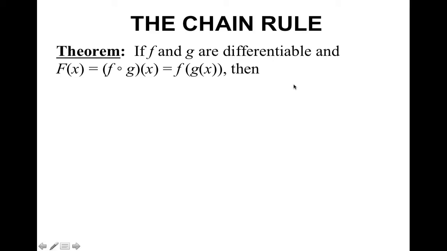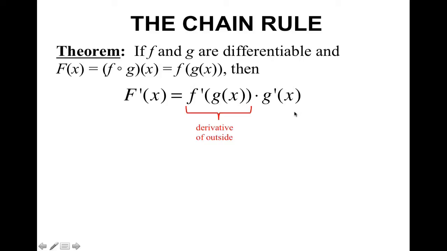Then the chain rule reads that the derivative of a composite function is the derivative of the outside in terms of the inner function times the derivative of the inside. So this is the derivative of the outside, derivative of the inside.